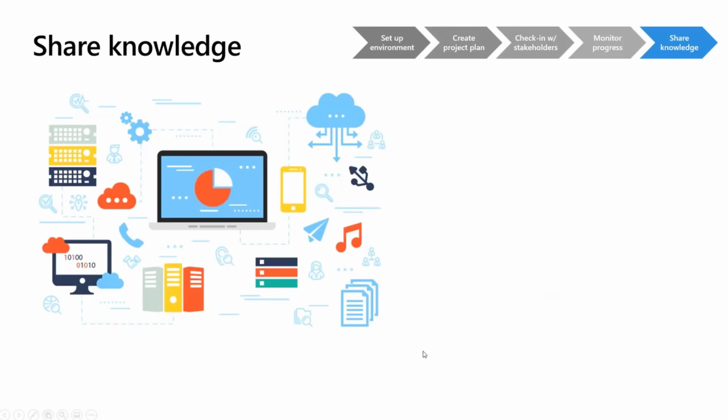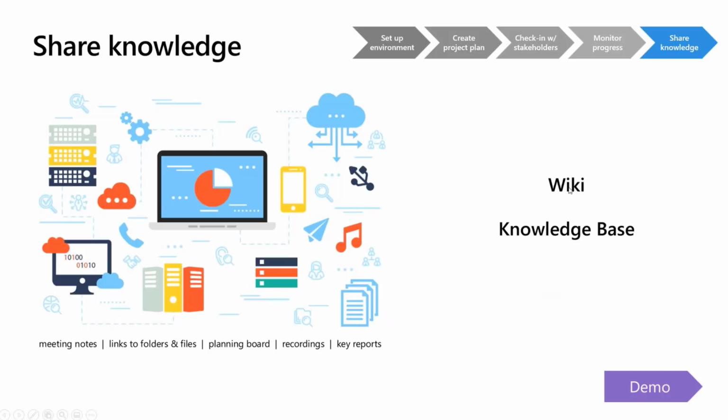So you're going to want to decide where to log your notes and summaries. We'll talk about a few places where you can do that. And you're going to grab things like your meeting notes and links to files, that planning board in Trello or Planner, meeting recordings, key reports. You want to link to all of those from your notes, that knowledge base. And let's look at 2. One, I want to show you the wiki, which is a really simple way to do it. And then I'm going to show you 2 others.